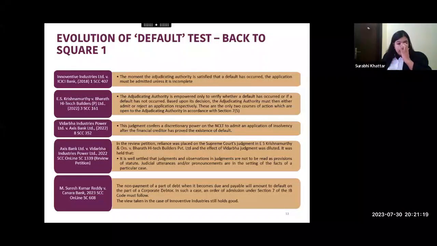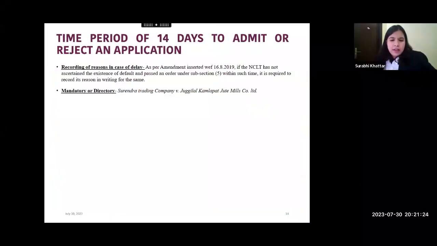Now, coming to the next issue. The time period is provided in Section 7 and Section 9 also, and 10 also, for 14 days. However, Supreme Court has held this period to be directory and not mandatory. This is the time period in which the adjudicating authority has to decide the Section 7, 9 or 10 application, as the case may be, but this timeline has been said to be only directory and not mandatory.